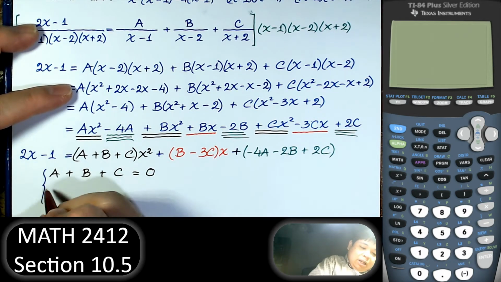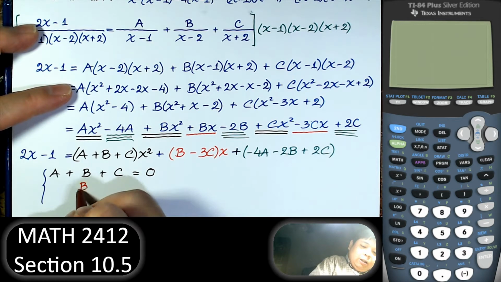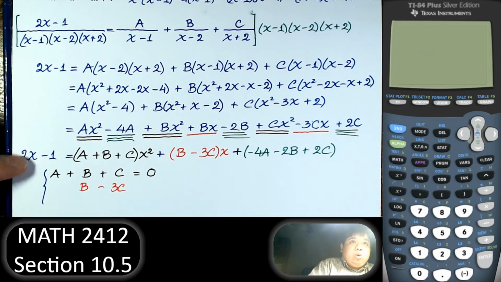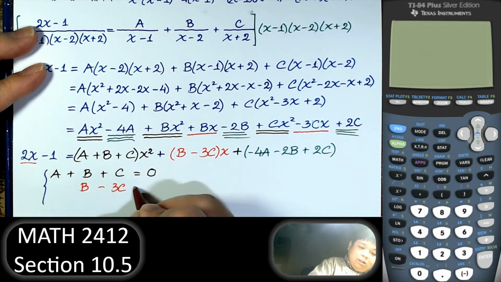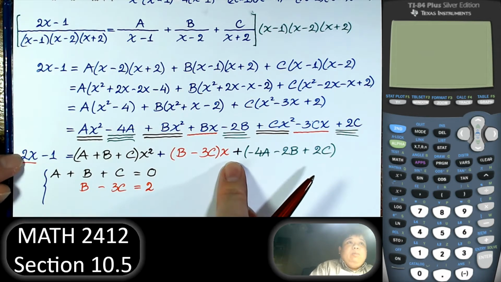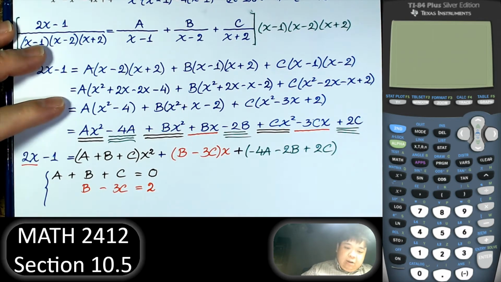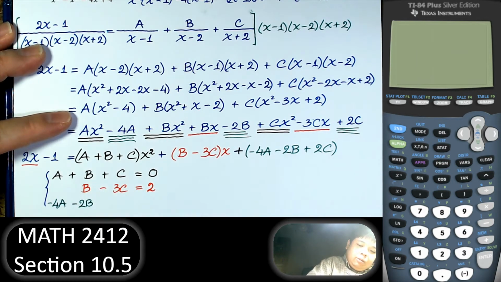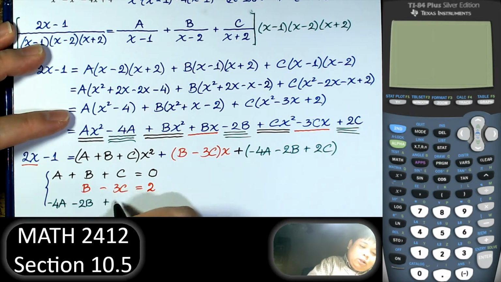Second, b minus 3c. On the other side we have 2x, so we match that with 2. And then finally negative 4a, negative 2b, and 2c equal to negative 1.